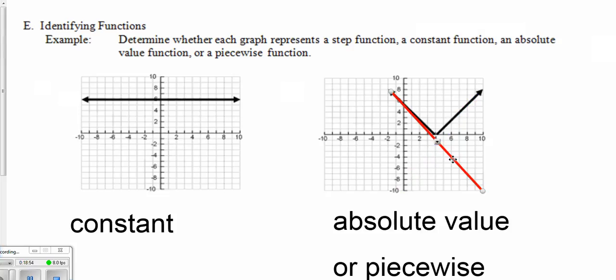Or, because it does make a perfect V shape, it could be an absolute value function. So it can be both in that case. Otherwise, that'll wrap it up for 2.6.